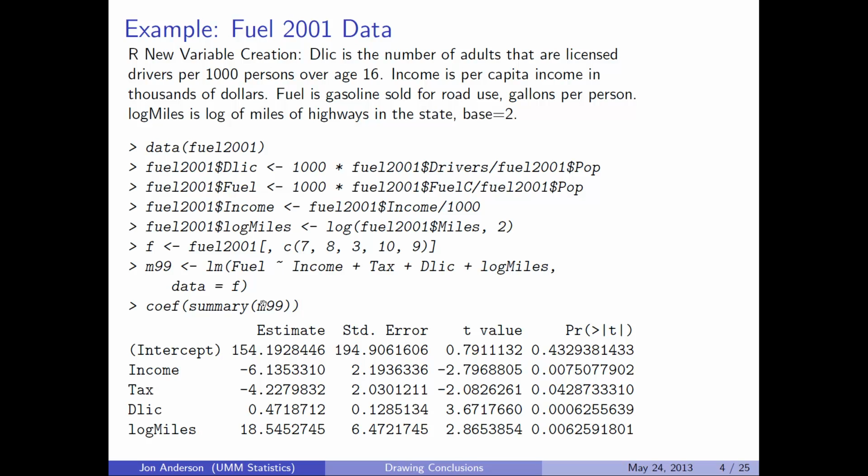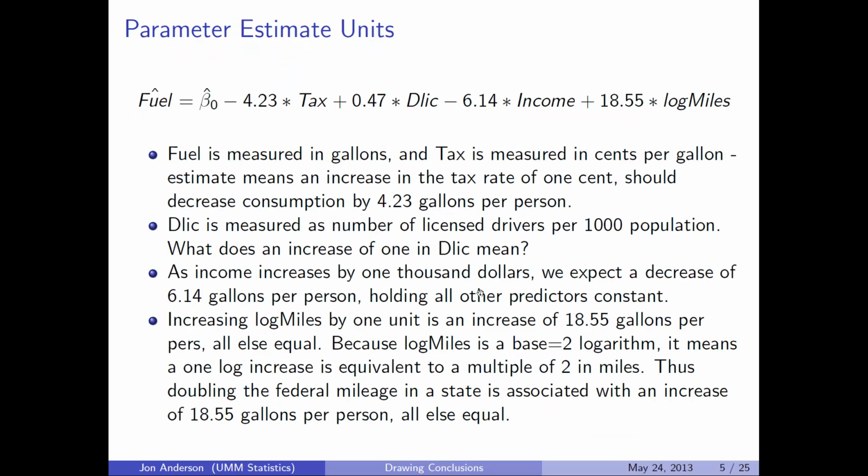We've seen some of these previously in a previous lecture, but in this overhead we create some new variables and we estimate the model M99 that explains fuel consumption per capita in terms of income per capita, tax rate for gasoline, number of licensed drivers, and log mileage. From our estimated model, we come up with an estimated function that relates fuel consumption to these particular predictors in an expression kind of like this one on the top of overhead number 5.